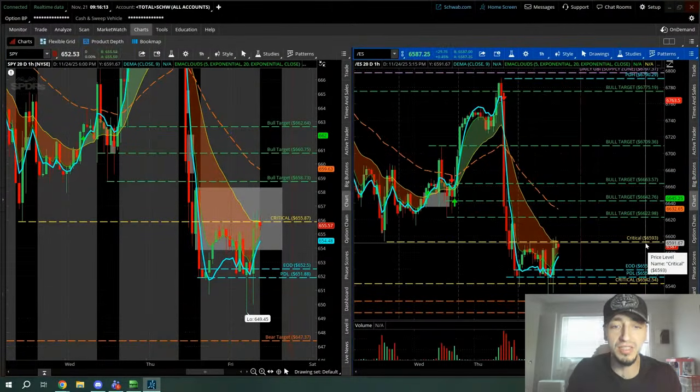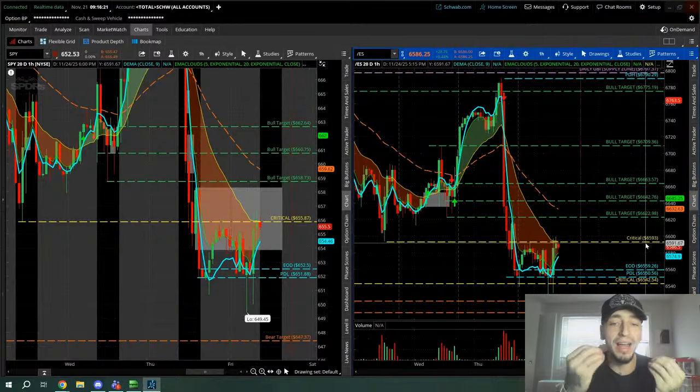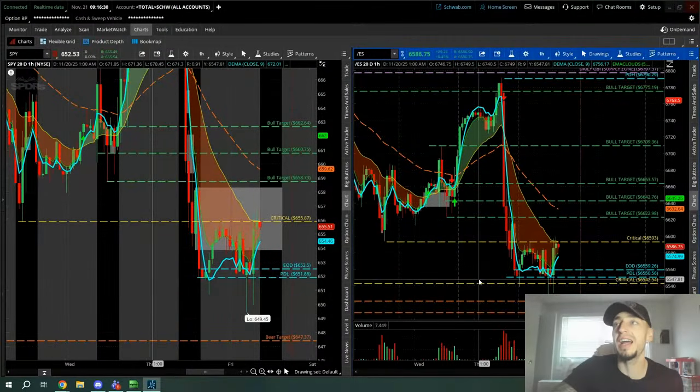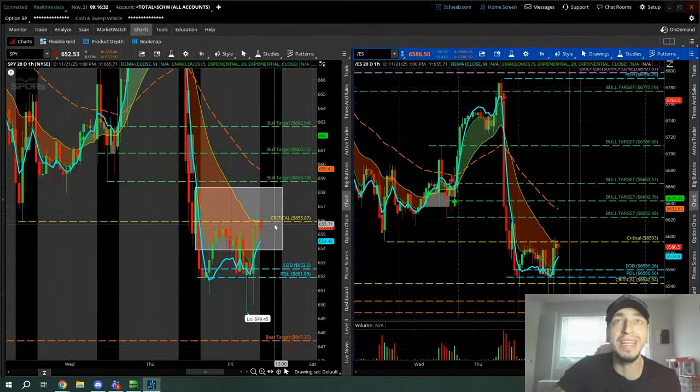What is the purpose of the pre-market plan? The purpose of the pre-market plan is context. We need to identify the context, and the more context we have, the more we understand what the market's trying to tell us, the easier it is for us to execute. Over here you'll see on ES 6593 is critical.